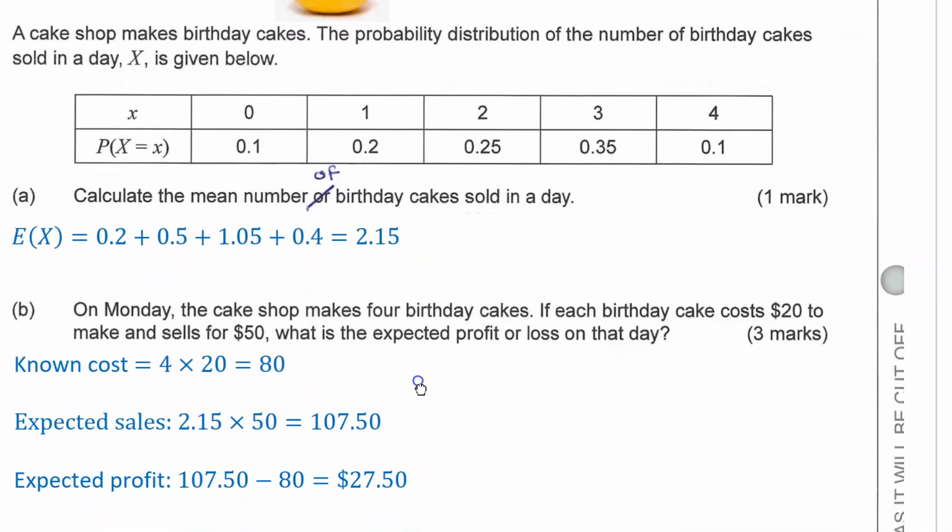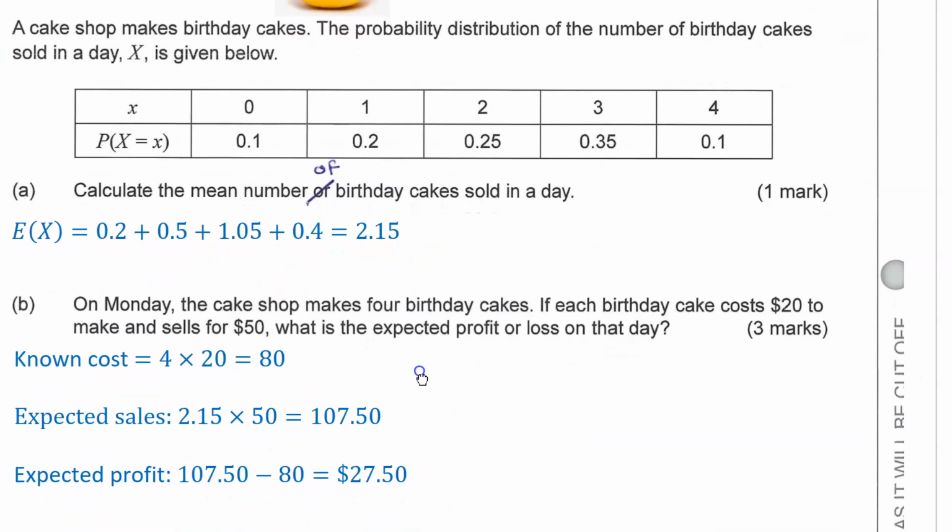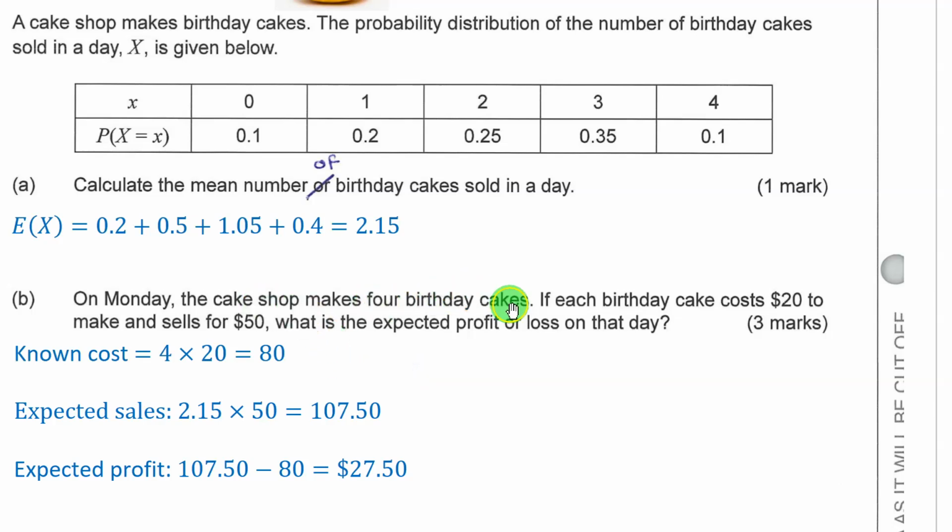Then for part B, on Monday, the cake shop is making 4 birthday cakes. If each cake costs 20 bucks, what's the expected profit or loss on that day? So we know we're going to have to spend 80 bucks to make the 4 cakes at $20 each. Then we are expecting to sell 2.15 of them. So if we're selling them for 50 bucks each, our expected sales are going to be $107.50. And therefore our expected profit is the difference between these two, $27.50, which is so far so good.